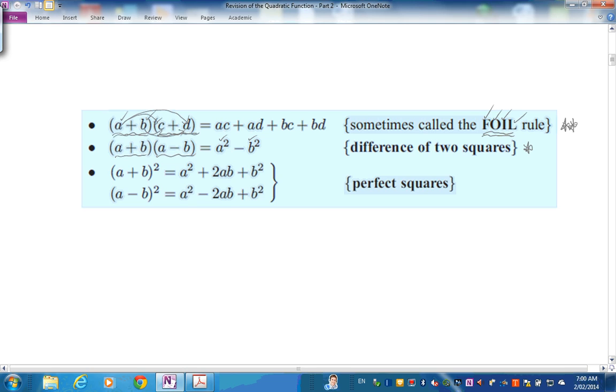Let's have a look. A by A is A squared. A by neg B is neg AB. B by A is plus BA. B by neg B is neg B squared. I see it. AB and BA mean the same thing in maths, don't they? Multiplication is commutative, that's the way we say that. It doesn't matter the order in which we multiply things together, they are equal. And one is negative and one is positive, so they cancel out. So that's how difference of two squares works.